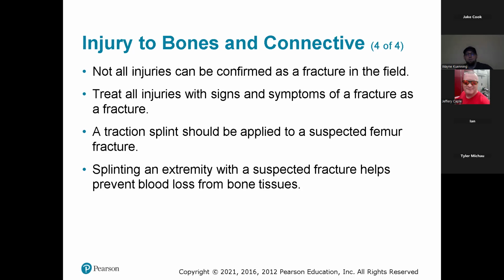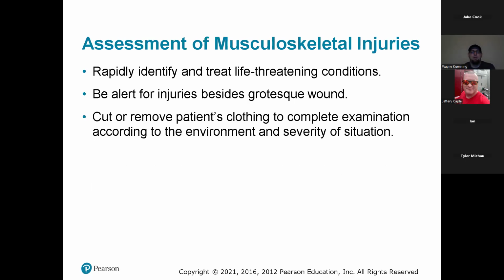Splinting reduces blood loss from additional trauma. Obviously, we're going to do the same thing we do with everybody else: assess their ABCs, identify life threats, treat them as necessary, and then move forward. If they have a grotesque injury, they probably have subsequent injuries as well.